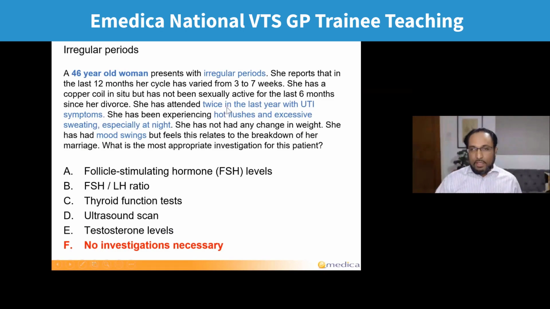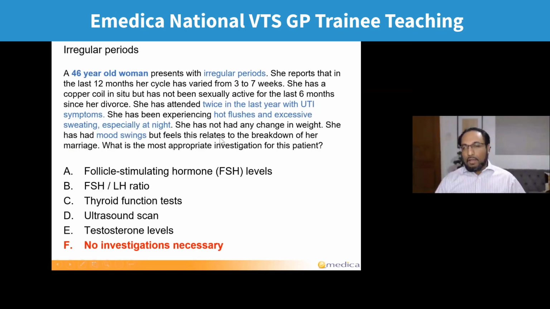A couple of other clues here: she's had 2 UTIs, it looks like, in the last year. And one of the things that happens in the perimenopause and the menopause is that there's an increased chance of getting UTIs. And she's got the classical vasomotor symptoms, hot flushes and excessive sweating.